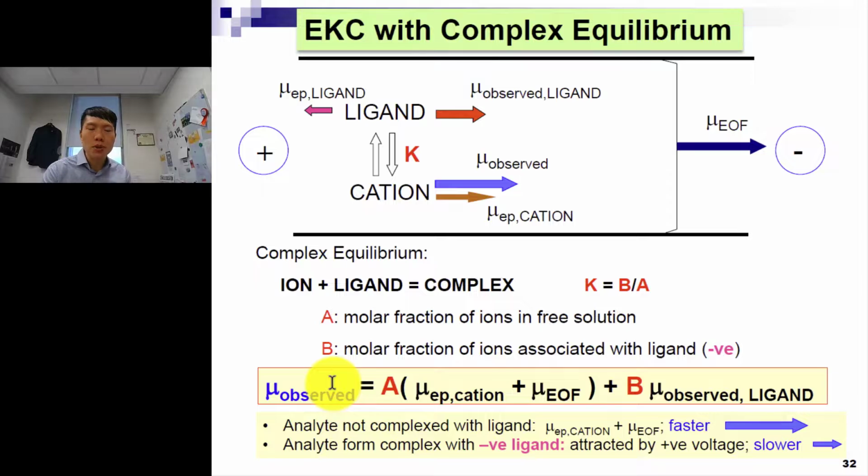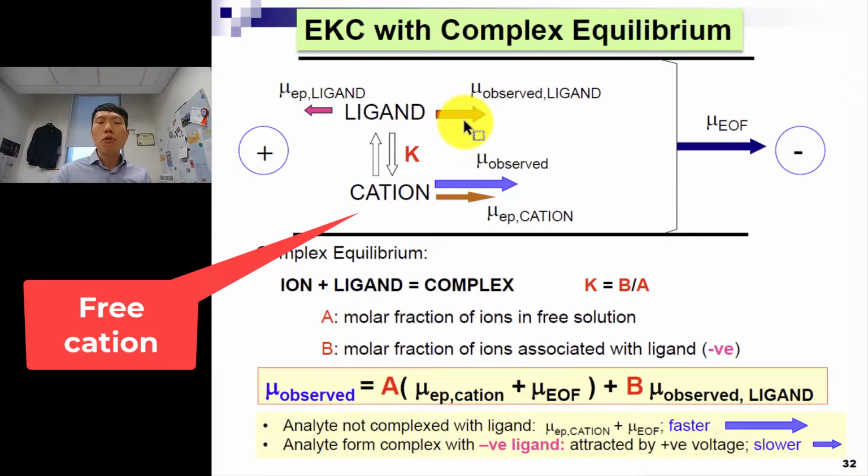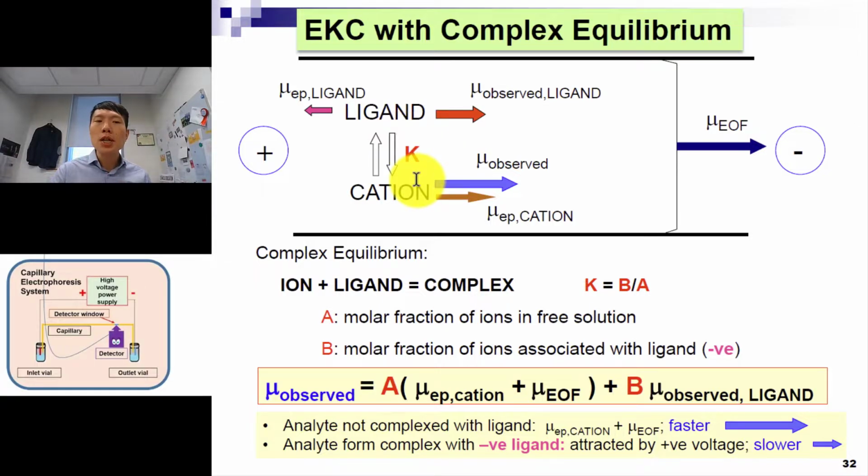Now, in terms of mu observed, it is just a sum of the molar fraction of the ions multiplied by their own mu, and B is a product of the mu observed of the ligands themselves as free ligands. So you can see that analytes that are not complexed with ligand won't be held back, because it's just their electroosmotic flow and the charge interaction, so they just move forward. But on interaction with the ligand, they will be pulled back by the mu EP.